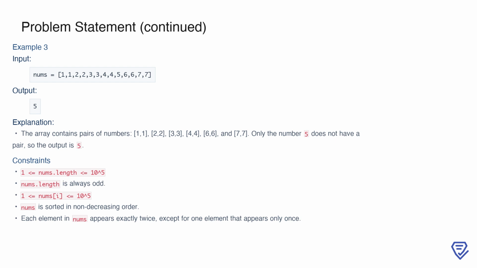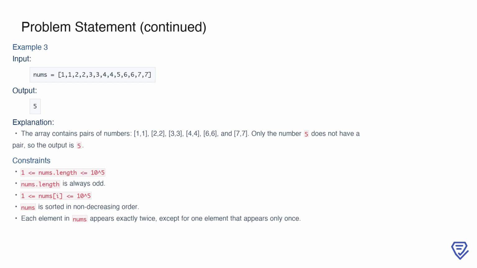Taking another example, if nums = [1, 1, 2, 2, 3, 3, 4, 4, 5, 6, 6, 7, 7], the output is 5. Here's the reasoning: the array groups into pairs like 1 1, 2 2, 3 3, 4 4, 6 6, and 7 7. Among these pairs, the number 5 is the single element that doesn't belong to any pair.